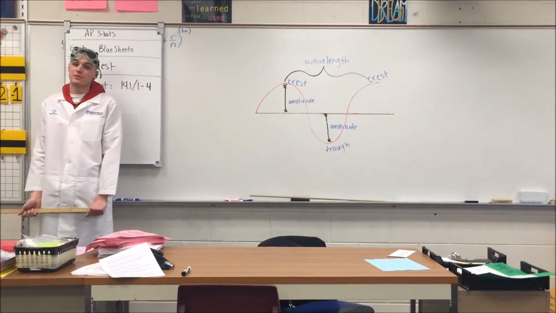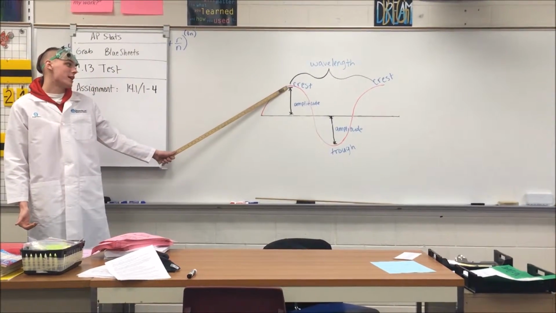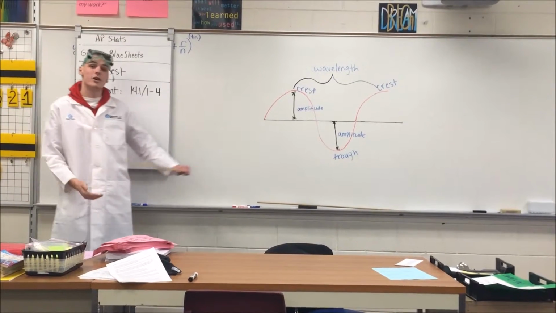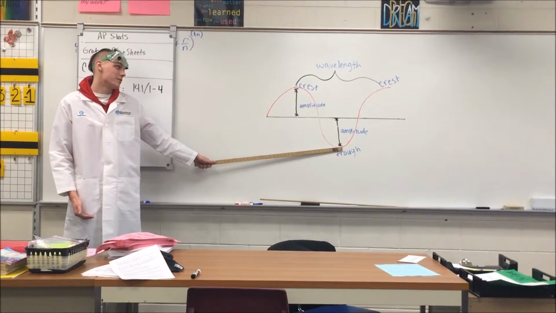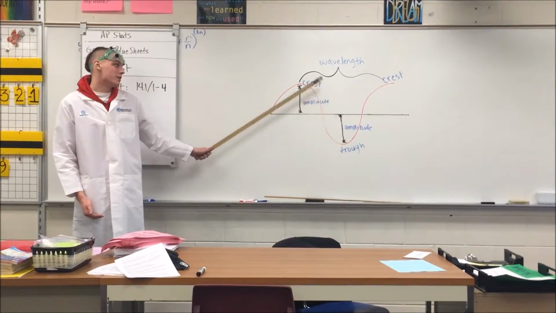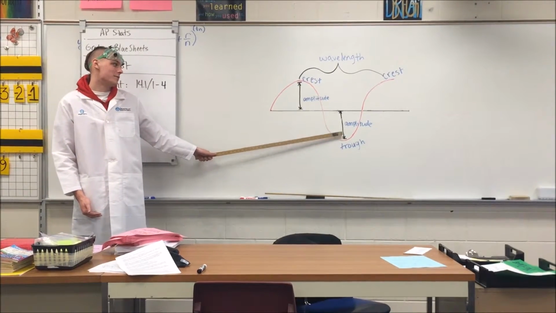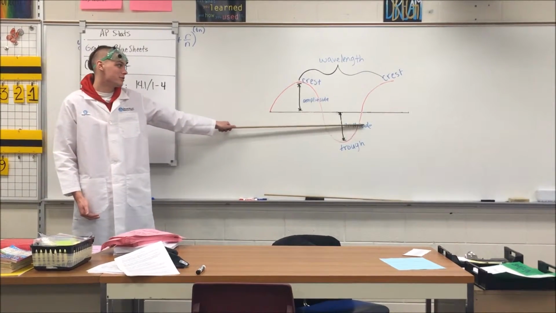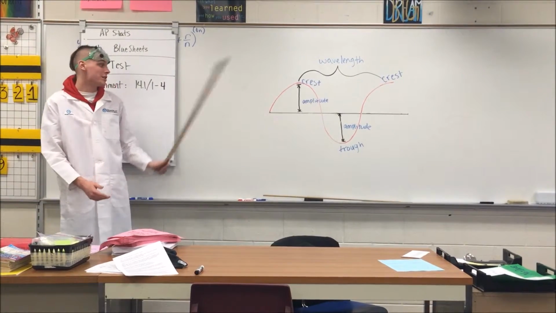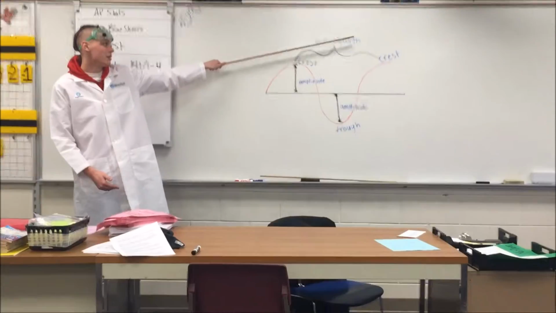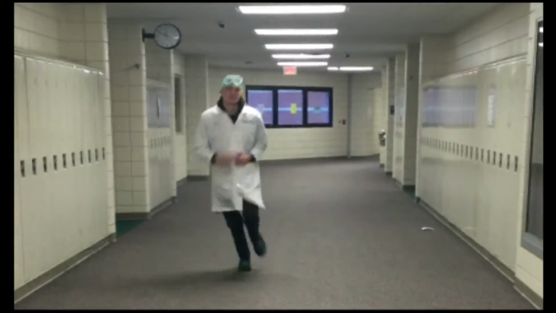There are several properties of waves. There are crests, which are the high points on the sine curve, or there are troughs, which are the low points on the sine curve. The distance between the top of a crest or the bottom of a trough and the midpoint is called the amplitude. And the distance from crest to crest or trough to trough is the wavelength. Waves also have speed.